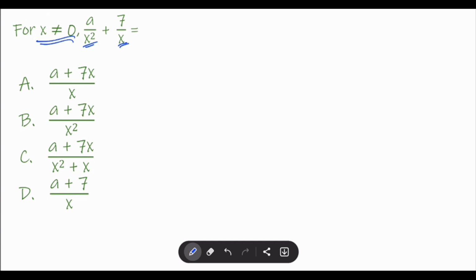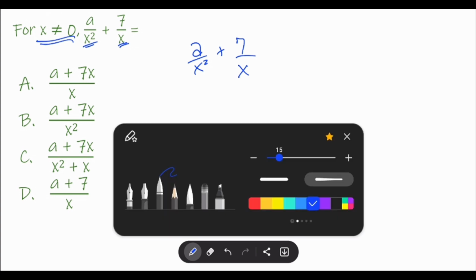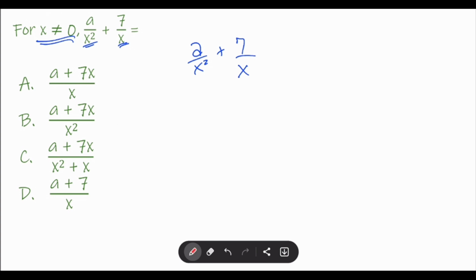So now, how do we simplify this? This is just asking how to simplify this expression, a over x squared plus 7 over x. So this is how you do it. Let me copy the given first, a over x squared plus 7 over x. What you're after here is to make the denominators the same. It should be exactly the same, either the same x or the same x squared. But it's easier to make them the same x squared than having the same x.